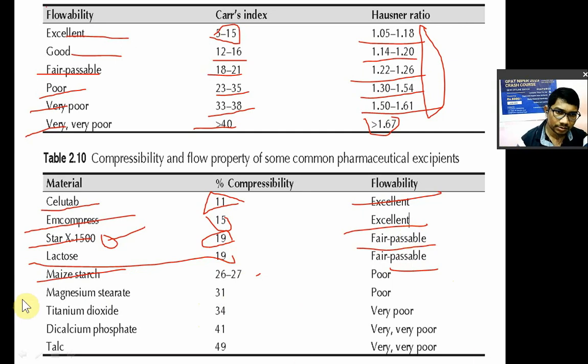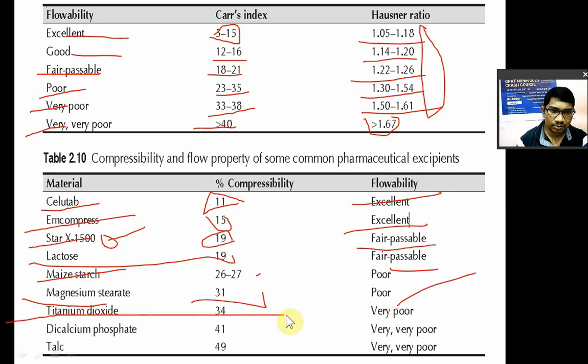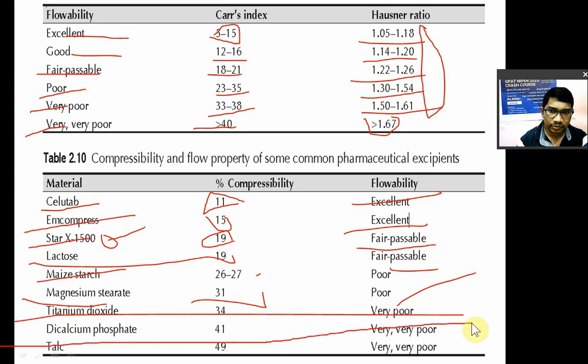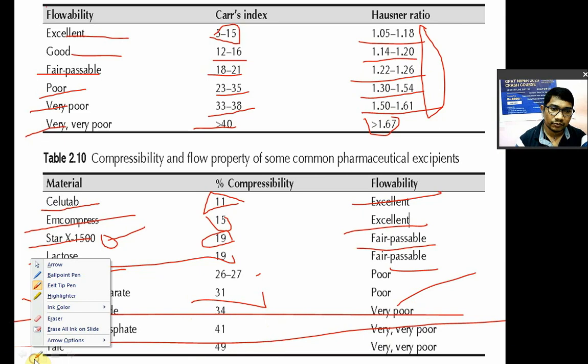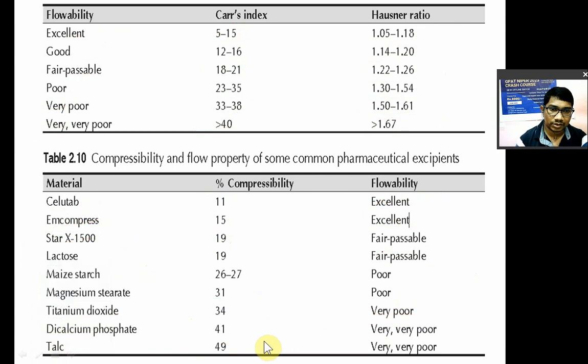Magnesium stearate has a percent compressibility, that is the Carr's index. It is 31. So it has a poor flow. Titanium dioxide 34 होता है उसका, तो very poor flow. And dicalcium phosphate 41 होता है, very poor flow. Talc का होता है 49, है ना. तो इसके ऊपर एक बार क्वेश्चन आया कि which of the following powders is very poorly flowing. तो talc का जो है ना, it has a very poor flow. It has a Carr's index of 49. That's why याद रखना है आपको ये थोड़ा सा. Next we will see.